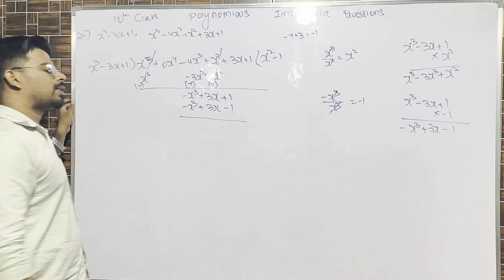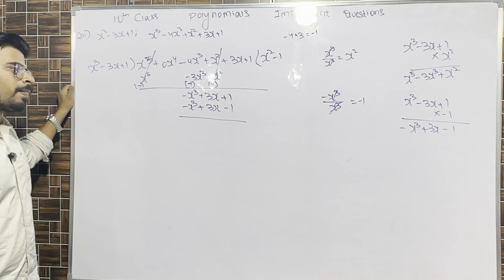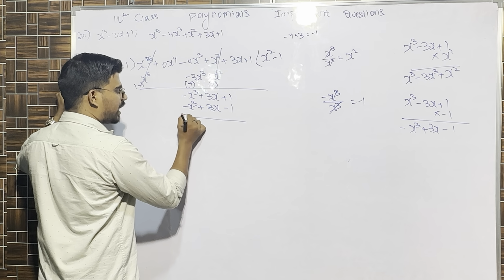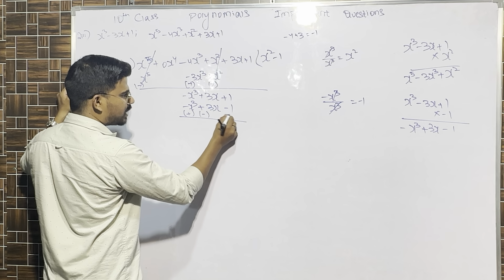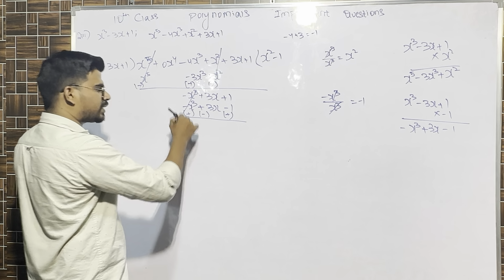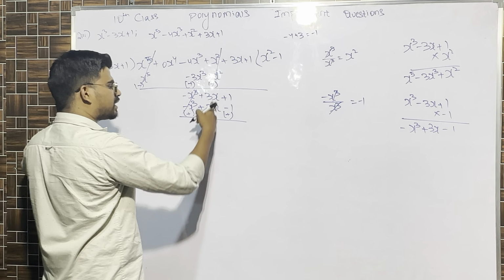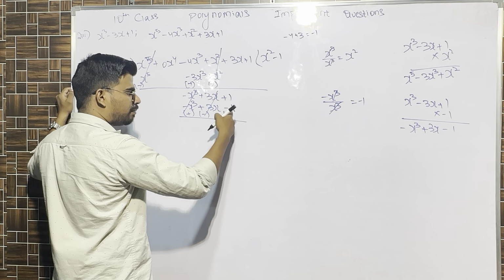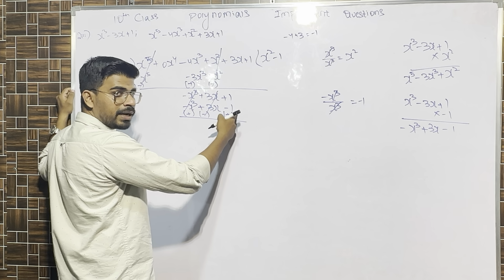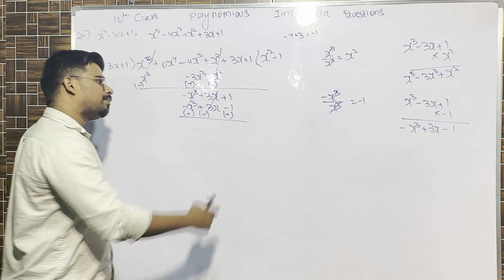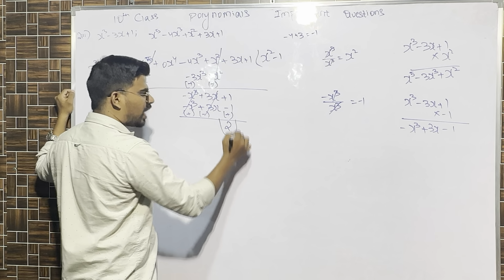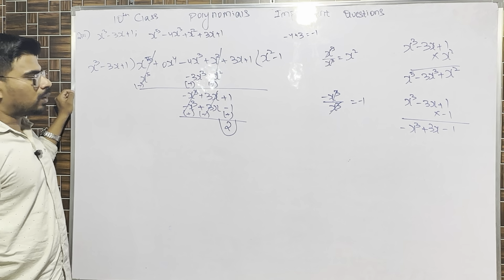So, minus x cube and minus x cube, will they be cancelled? No, both are minus, it will not be cancelled. You have to change the sign. Minus will become plus, plus will become minus, and this minus will become plus. So minus x cube plus x cube gets cancelled. Plus 3x minus 3x gets cancelled. 1 plus 1 minus 1? Is it minus 1? No, it was minus 1, but we changed the sign and it became plus. 1 plus 1 is 2. So are we getting remainder as 0? No, remainder is not 0.